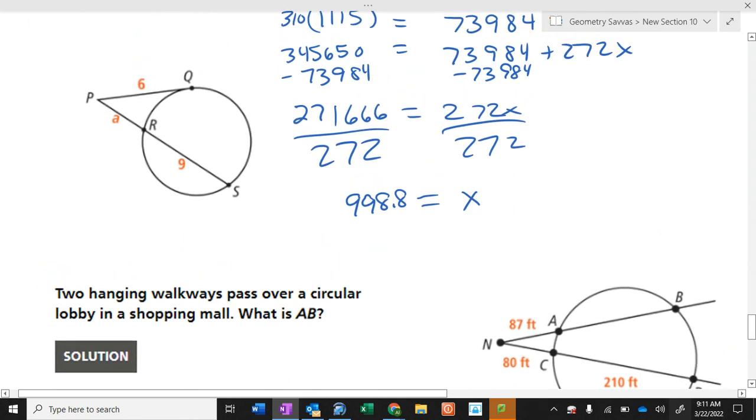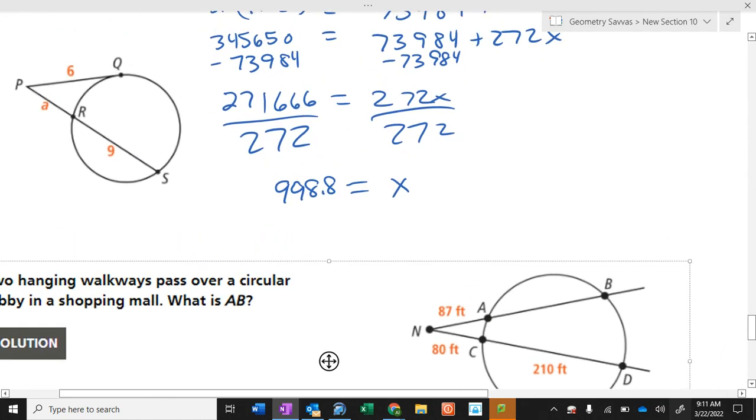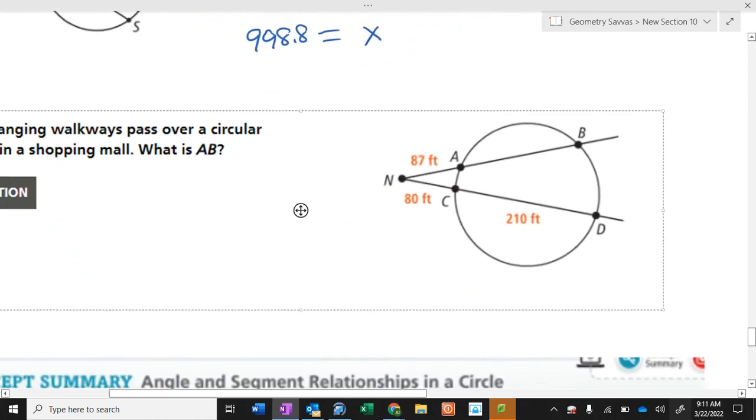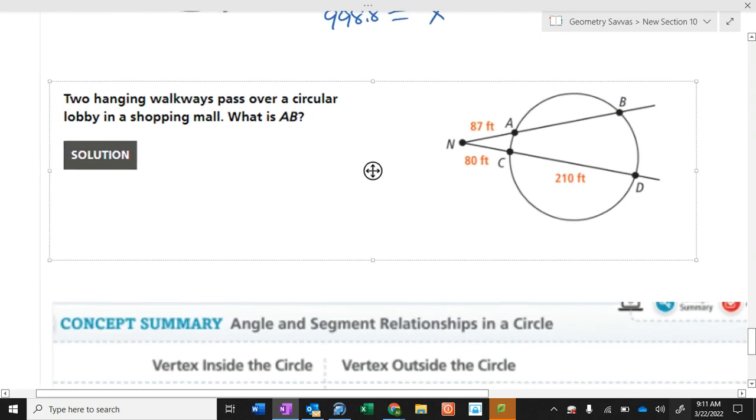Okay? To figure out A here. Ooh, that one's a little harder. I don't think we have one of those on the homework. I'm not going to mess with that one.